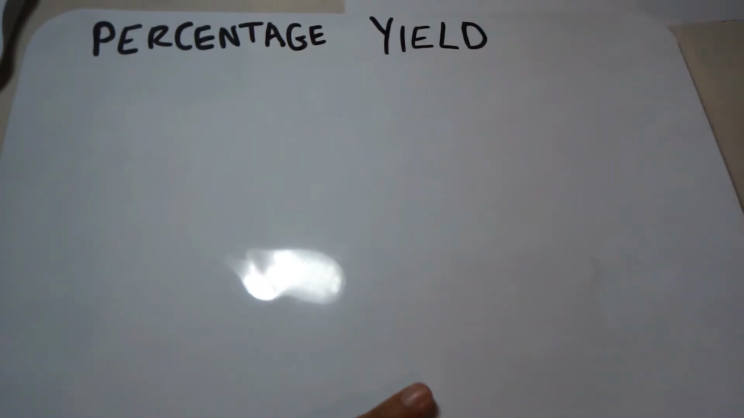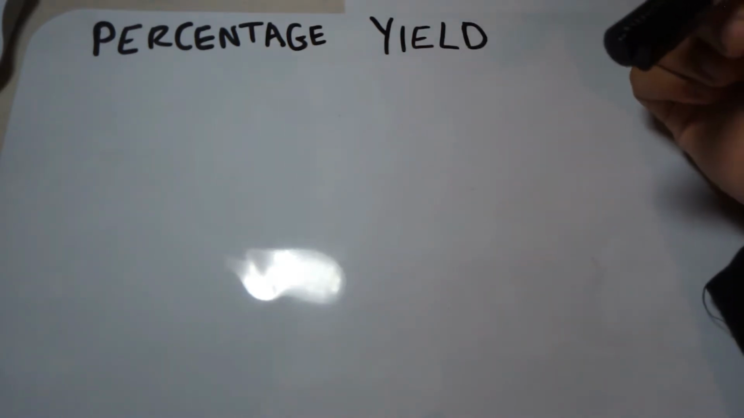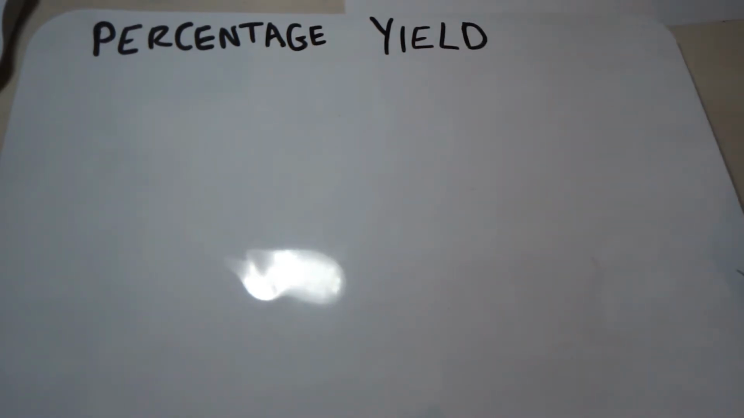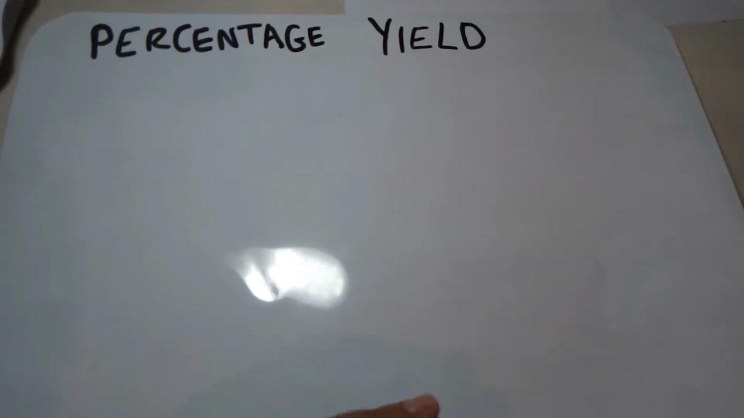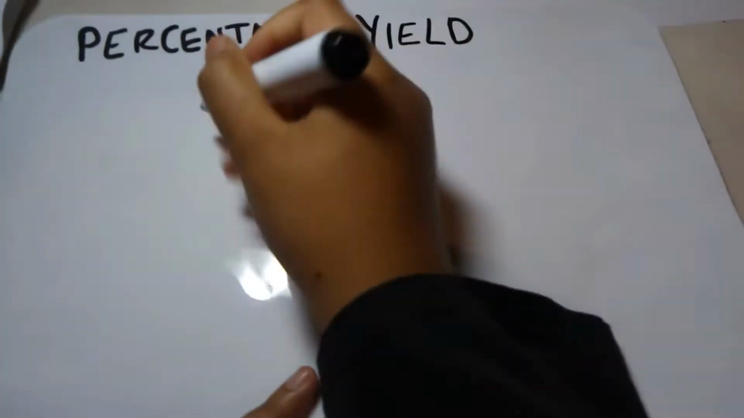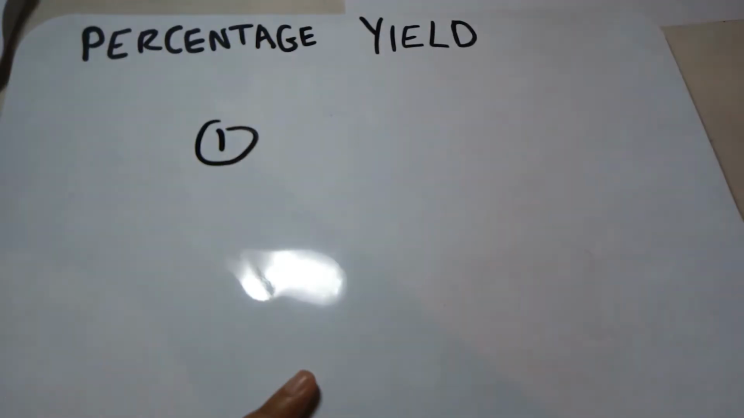This is one of the other percentage values you can be asked to calculate, and that's called percentage yield. That's because in a chemical reaction, not all of your limiting reactant becomes your product. We've always been assuming that. There are two reasons for this.